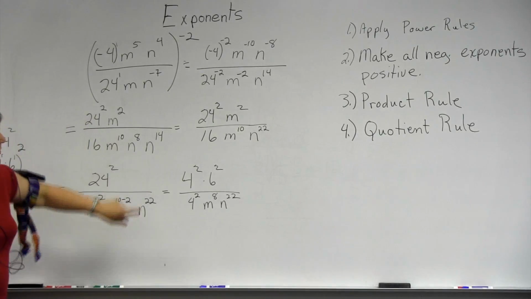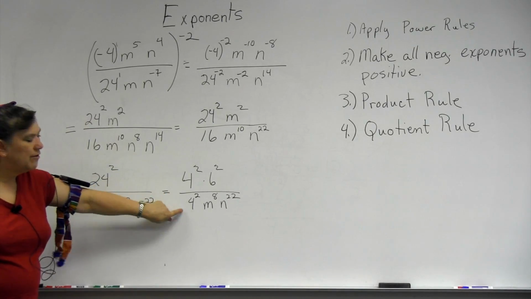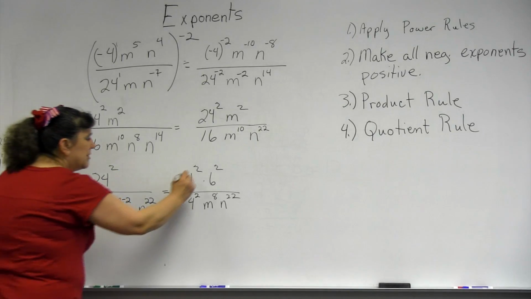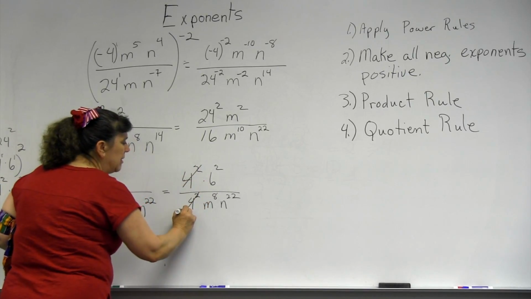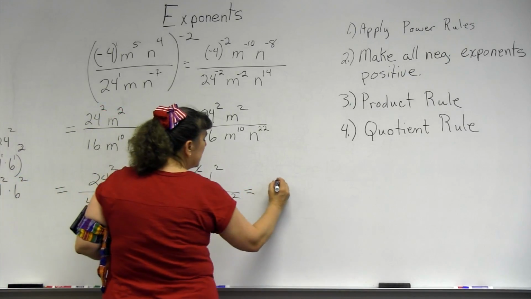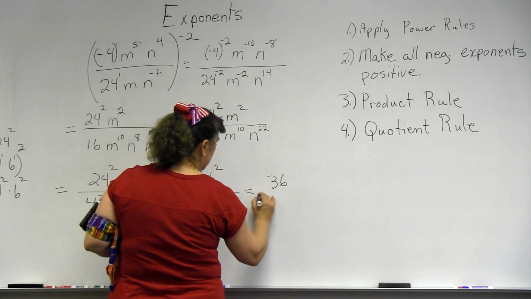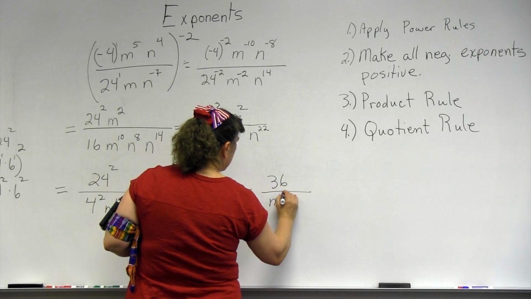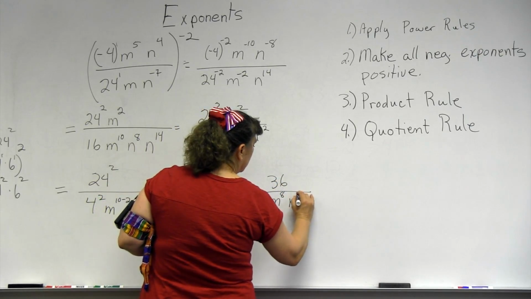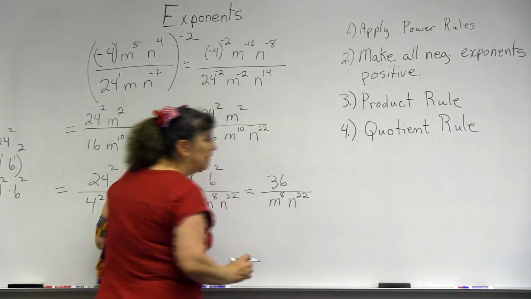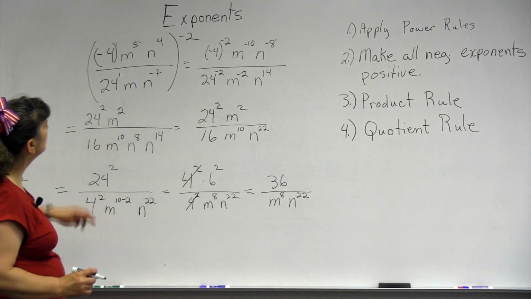Why did I do that? Notice, 4 squared over 4 squared. 4 squared divided by 4 squared is 1. So I'm left with 6 squared, which is 36, over m to the 8 and n to the 22nd. Okay, you see how you apply those rules?